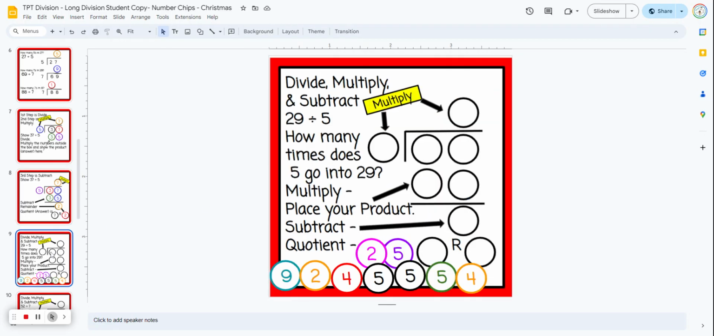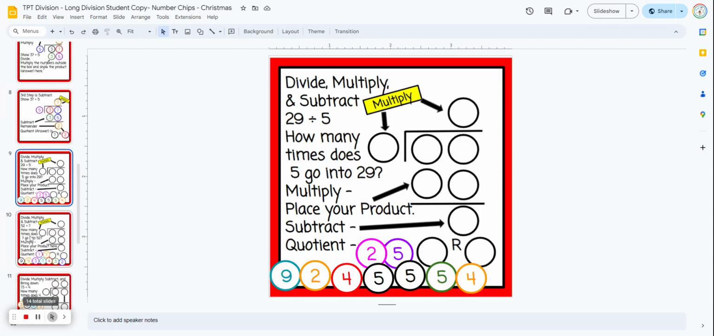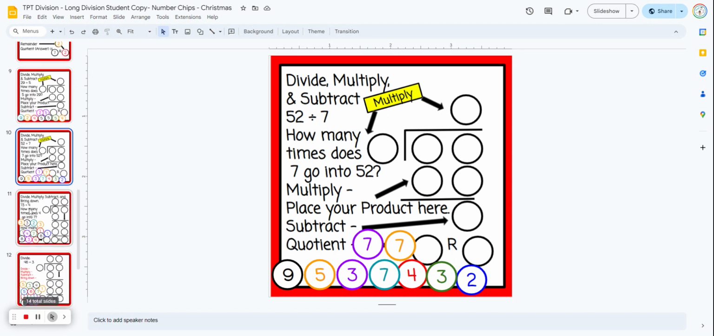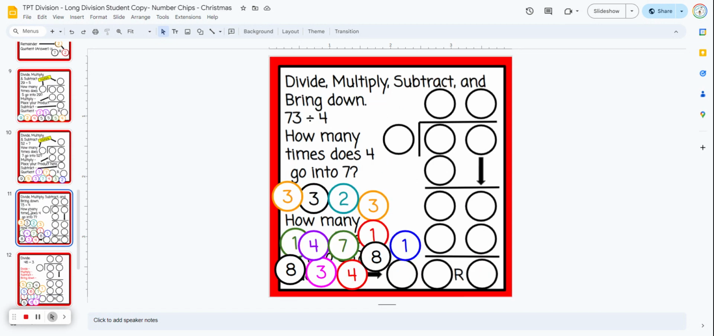They're going to do the same thing on the next slide, this time a different problem. And they're going to place the numbers, they're going to divide, multiply, subtract, and then find their answer. Same thing on slide 10. Now when they get to slide 11, now they're going to bring down, they're going to use that last step.